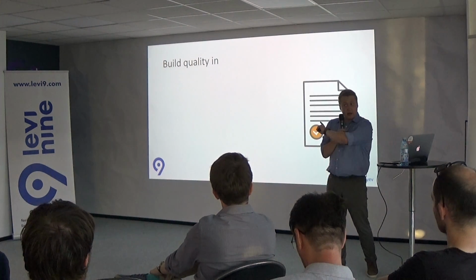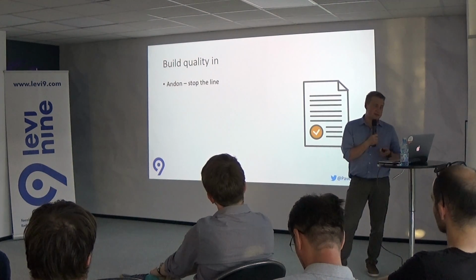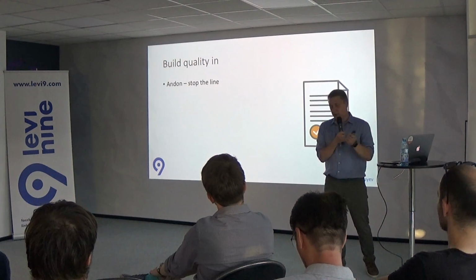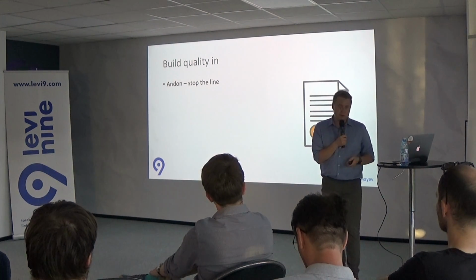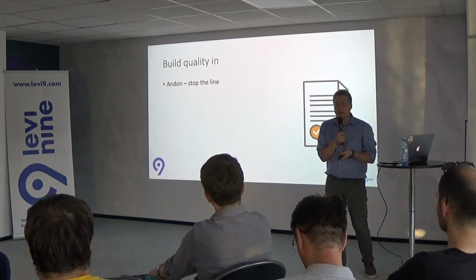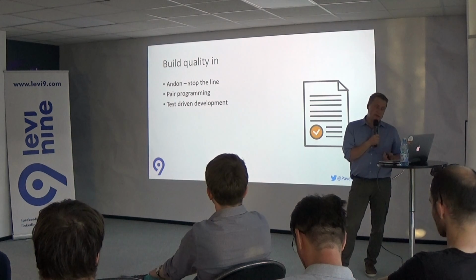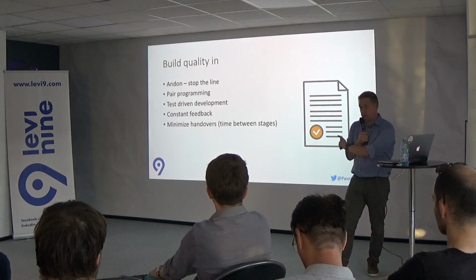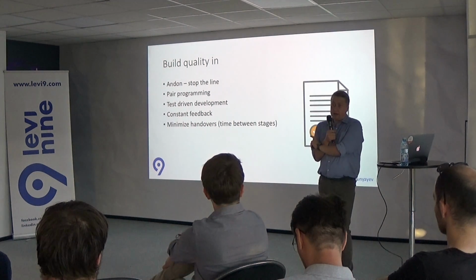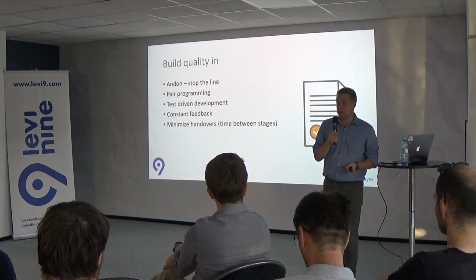Building quality in. I talked about this already, but this is one of the important lean principles. Here goes the Andon cord, stop the line, mostly known in IT as: if your pipeline is broken, you have to fix it, you can't deliver something. Pair programming again, this is really what improves quality. Test-driven development, feedback, we talked about this. Minimize handovers, this is important. If possible, one team should do a feature end-to-end.